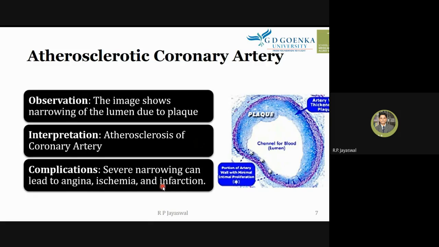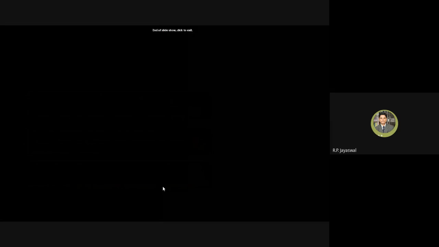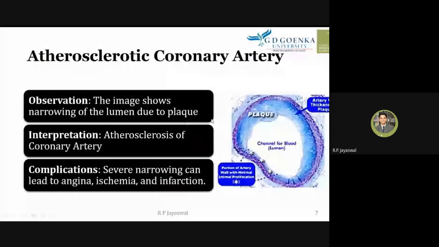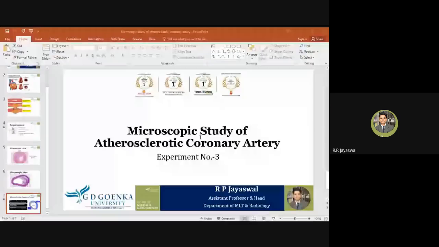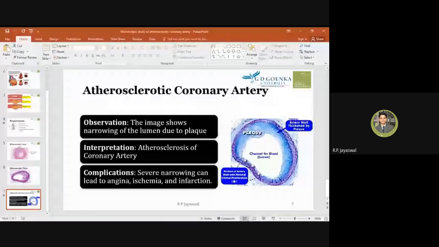Okay. So today we have studied experiment three. Now, related to this, if you have any question, you can ask. Any question?